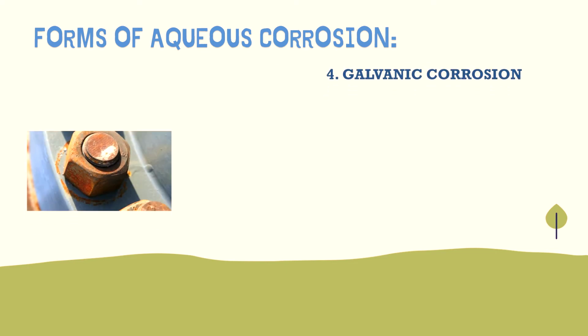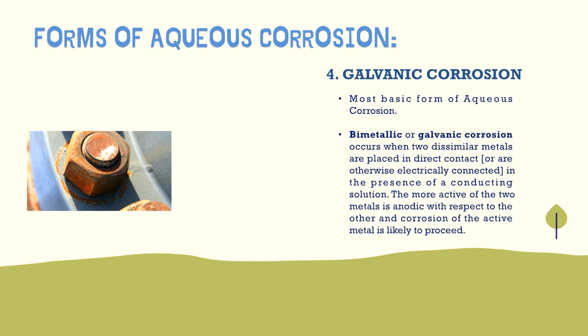The last form of aqueous corrosion is galvanic corrosion. This is the most basic form of aqueous corrosion. It is also known as bimetallic corrosion. This occurs when two dissimilar metals are placed in direct contact, or are otherwise electrically connected, in the presence of a conducting solution. The more active of the two metals is anodic with respect to the other, and corrosion of the active metal is likely to proceed.